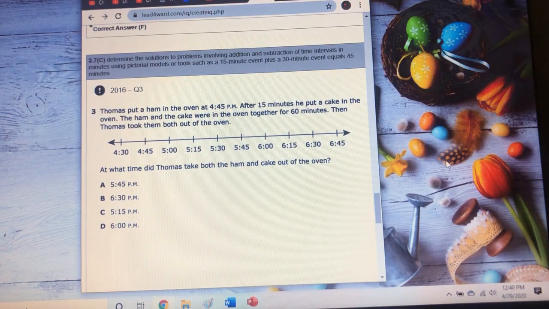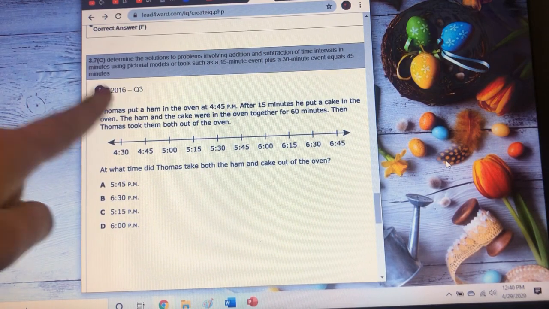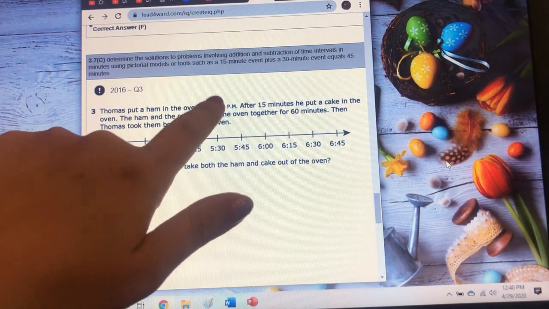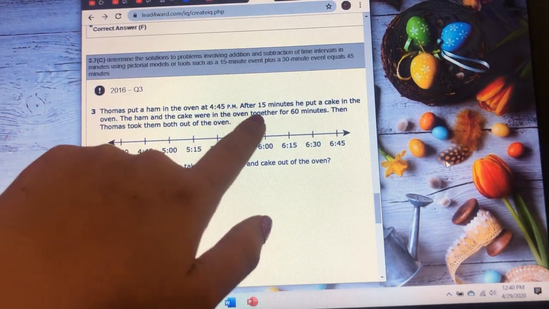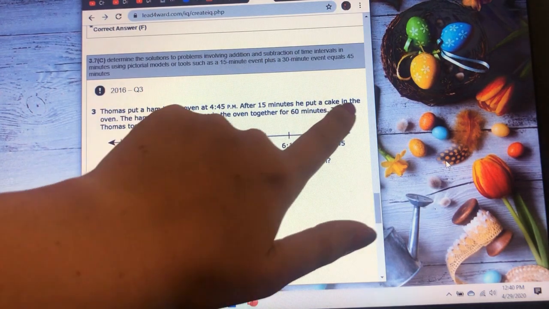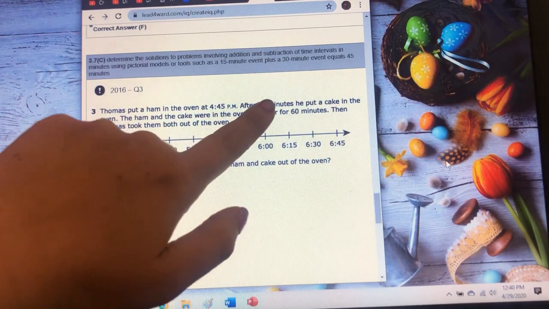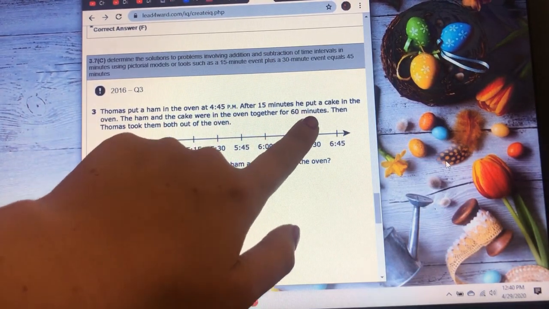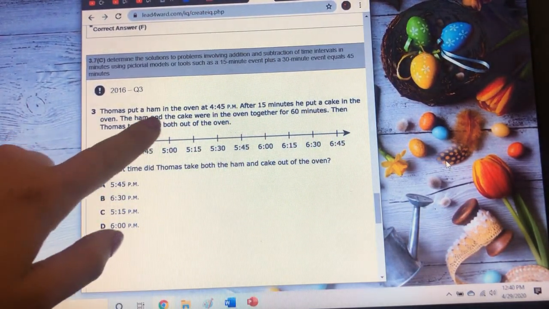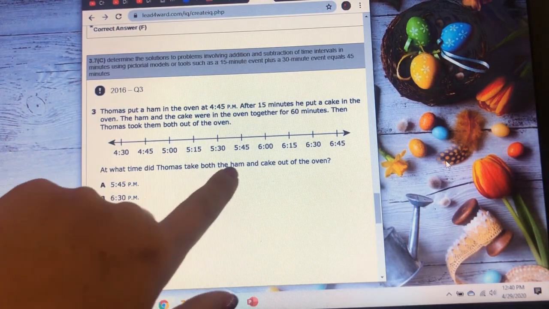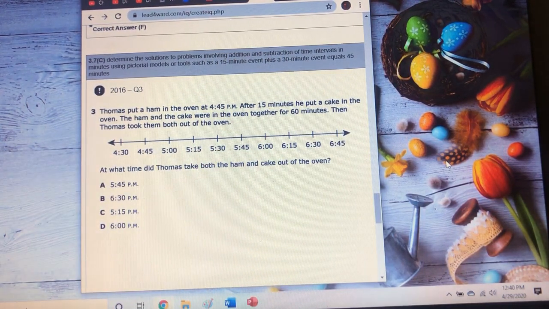Here is another STAAR question. This one is from 2016. It says, Thomas put a ham in the oven at 4:45 p.m. After 15 minutes, he put a cake in the oven. The ham and the cake were both in the oven together for 60 minutes. Then Thomas took them both out of the oven. At what time did Thomas take both the ham and the cake out of the oven?